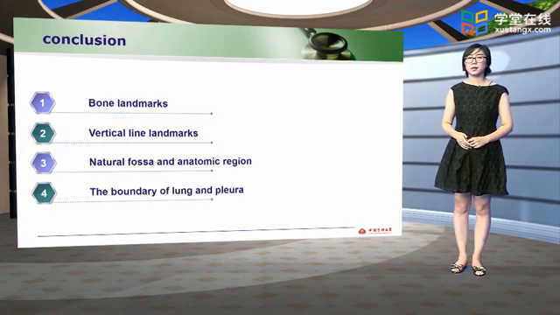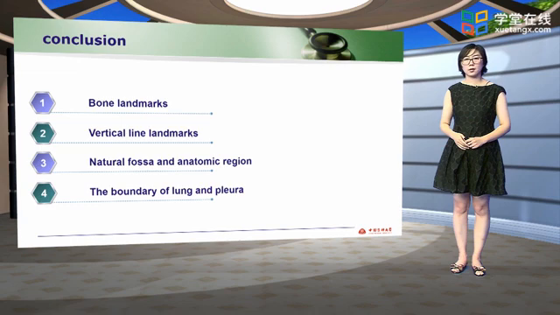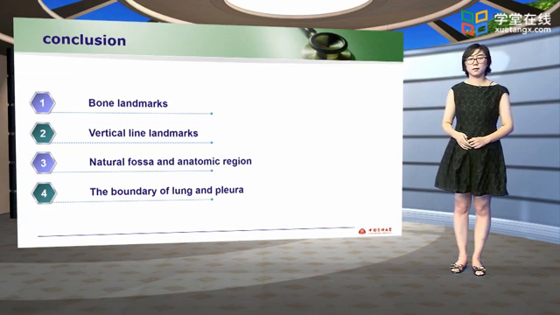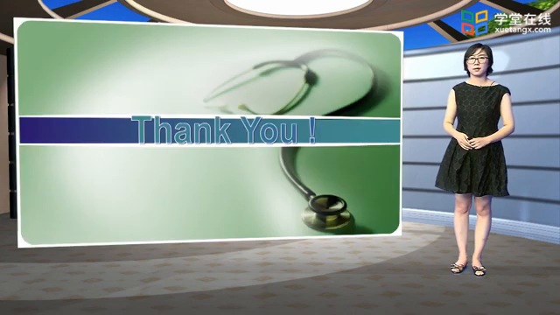At last, we make a conclusion. In this class, we have already learned the bone landmarks, vertical line landmarks, and the natural fossa and anatomic region. At last, we learned the boundary of the lung and the pleura. Thank you.